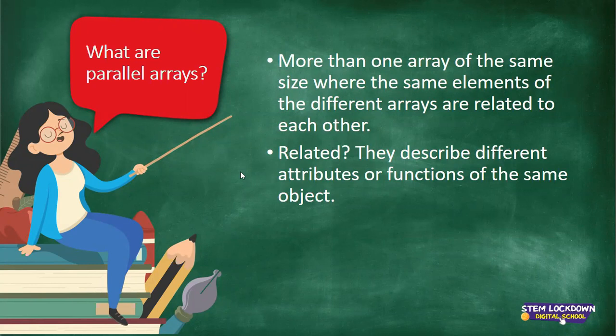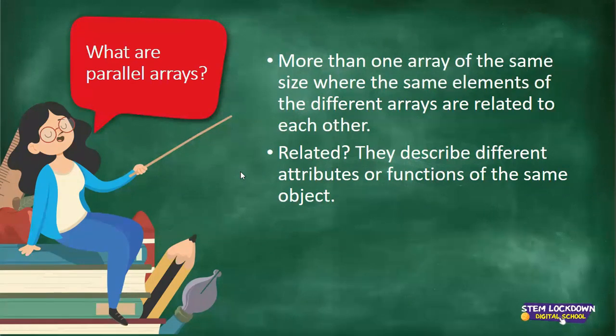They're different arrays. They are exactly the same size. So if the one array's element is 20, then the second one would be 20, and the third one would be 20 as well. And the third part is that they are related to each other. So element 3 of the one array is somehow related to element 3 of the second array, and so on. So related, what does that mean? Well, they describe different attributes or functions of the same object.